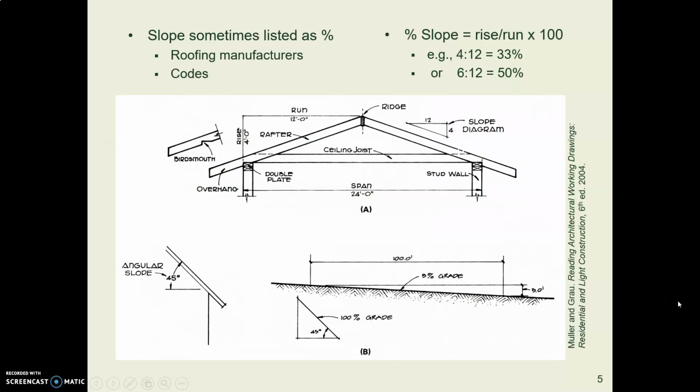Occasionally you will see slope expressed as a percentage, and that's real easy to figure. You just write, as you can see in the upper right corner here, rise over run, and that gives you the percentage. So 4 divided by 12 is 1/3. Then multiply that by 100 and you get 33%.